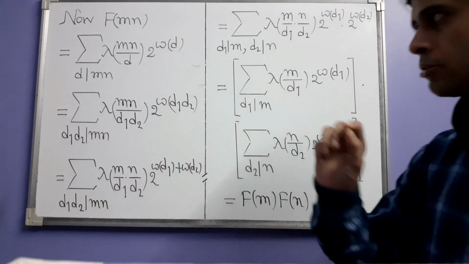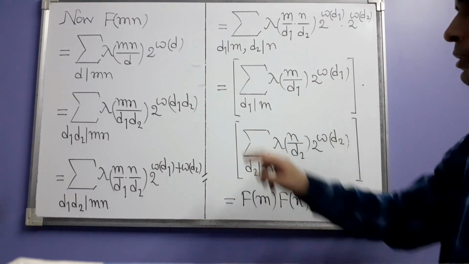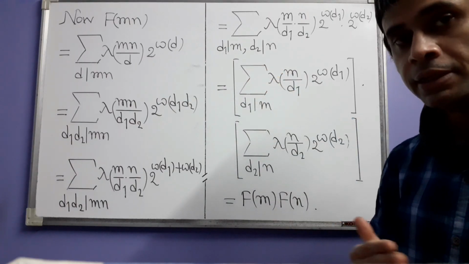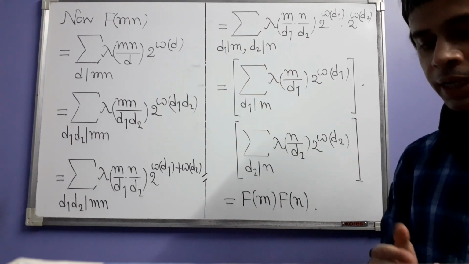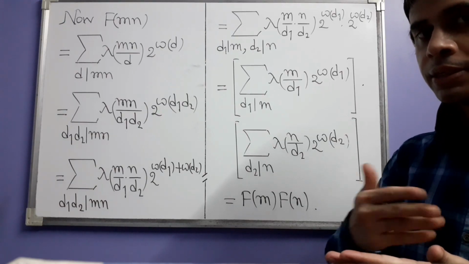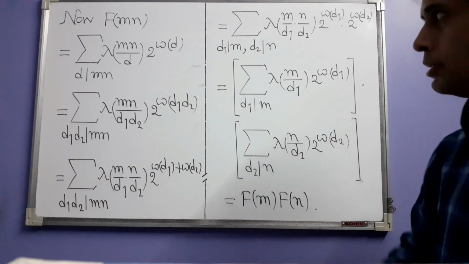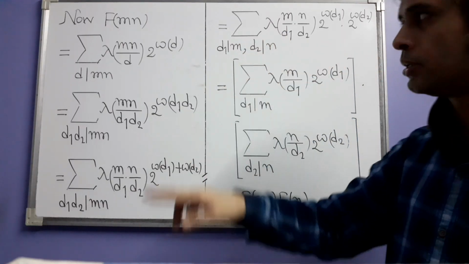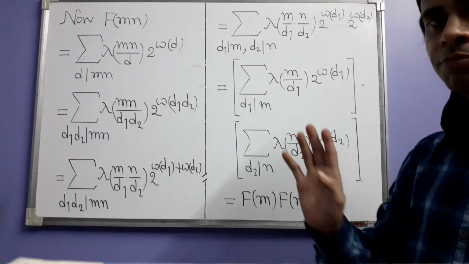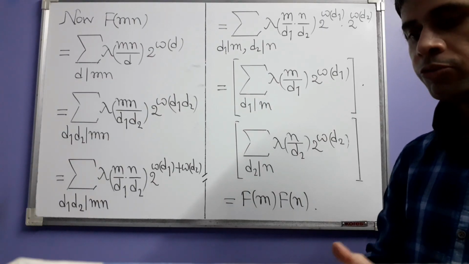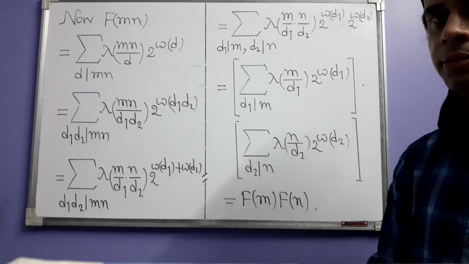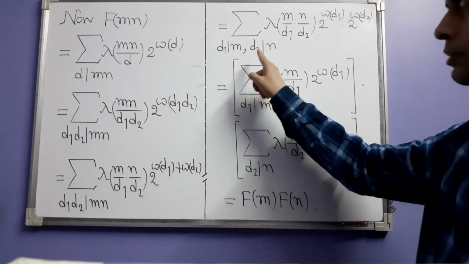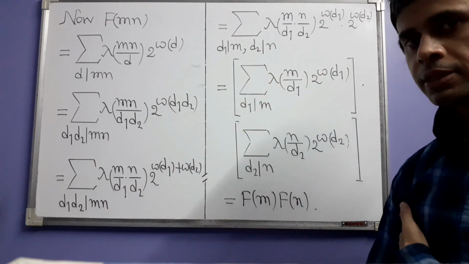You also have to understand one more thing, that d1 and d2 are varying independent of each other. None of them is restricting the other in any way. d1 is varying freely over the set of all positive divisors of m, and d2 is varying over the set of positive divisors of n. These two variations are independent. That is why instead of writing this, you can write this. You will get the same sum.